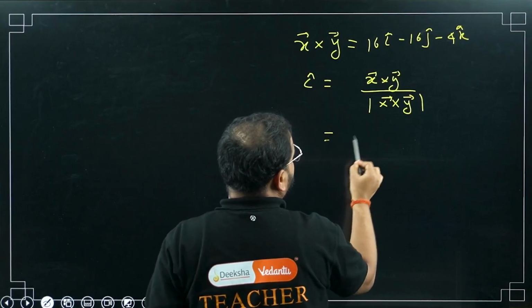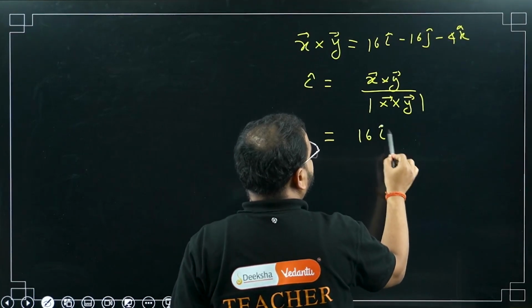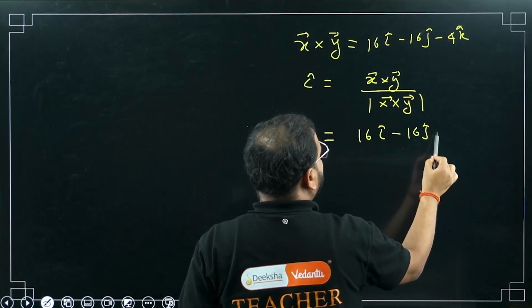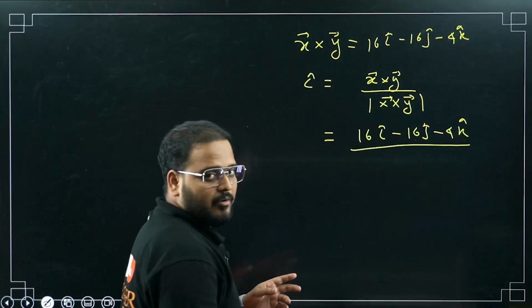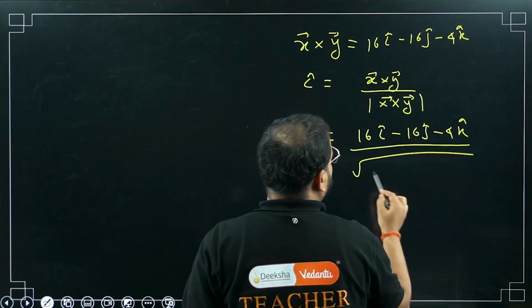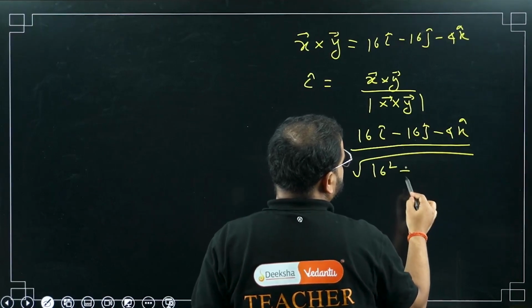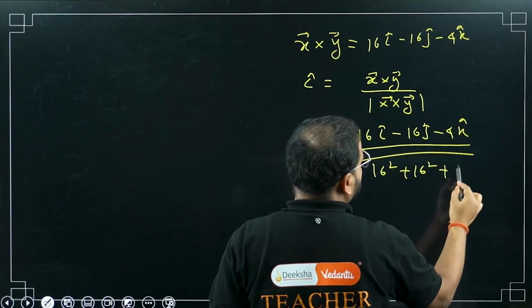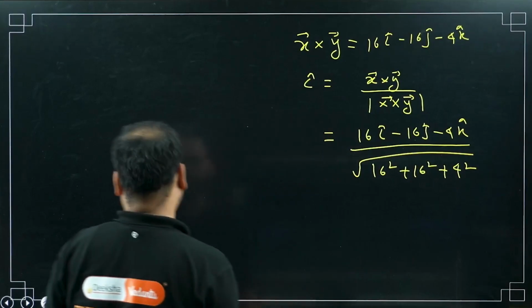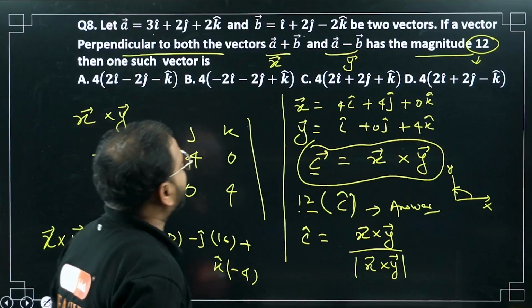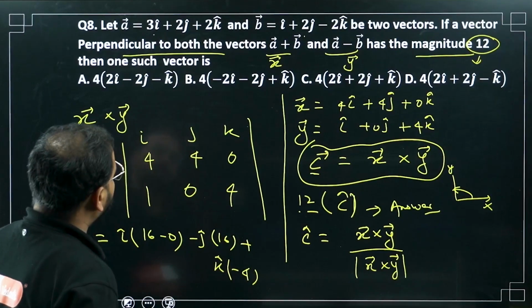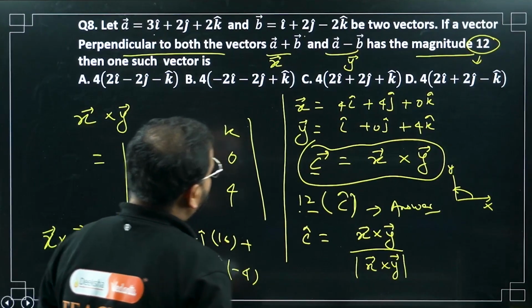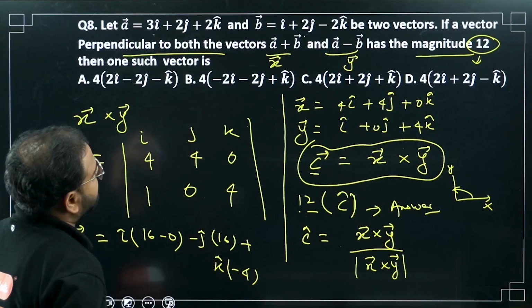Okay, so write this: 16i cap minus 16j cap minus 4k cap upon, what is this going to be, bacha? Mod of this. So 16 square plus 16 square plus 4 square. I'm thinking something is wrong. What value is that? Okay, yes, check here.